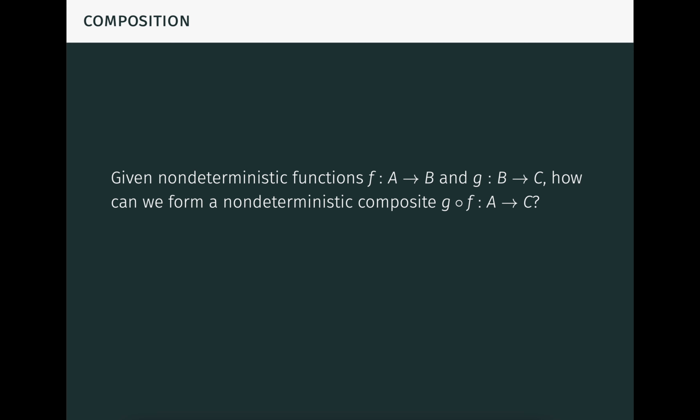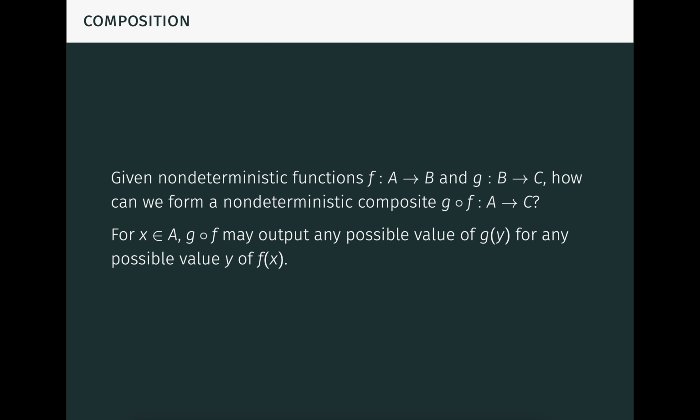Another question that arises is, given two non-deterministic functions, f from A to B and g from B to C, how can we form a non-deterministic composite g after f from A to C? We need to think for a moment about what that would even be. Intuitively, for an input x in A, the composite g after f may output any possible value of g of y for any possible value y of f of x. Let's see how we can implement that.